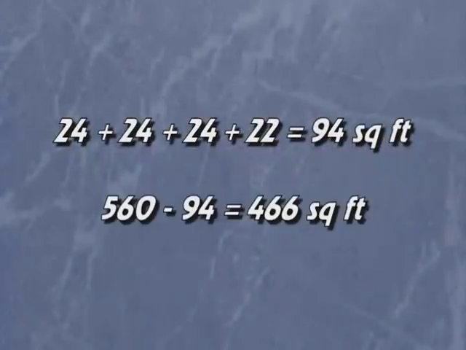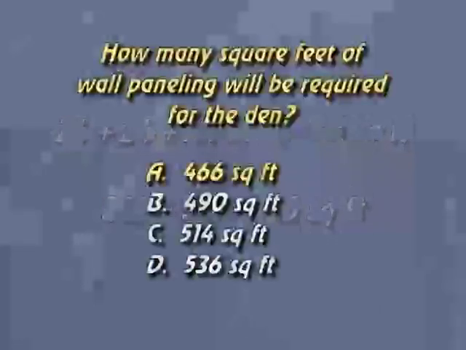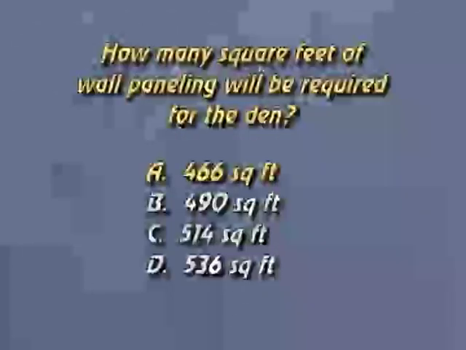We deduct that amount from the total of 560 square feet that we got a little bit earlier. We end up with 466 square feet is needed to panel that den. On this particular answer, we have that exact number, which of course is letter A. Circle letter A, and that is the correct answer.